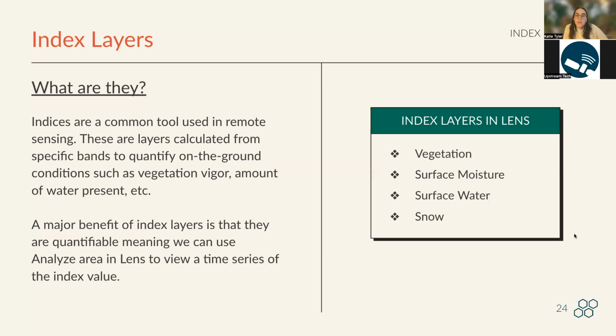In Lens, we have 4 of these index layers: vegetation, surface moisture, surface water, and snow. Today, we're just going to talk about those first 3. I think these 3 are most often used, and snow follows a pretty similar concept. So if you grasp the first 3, you should be able to explore snow a bit more on your own.